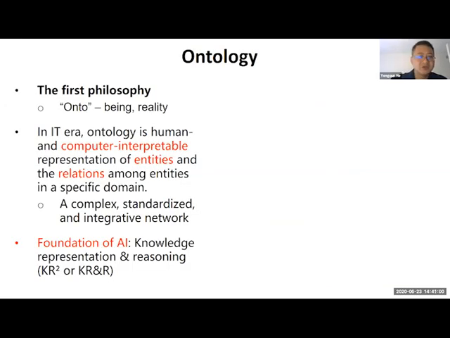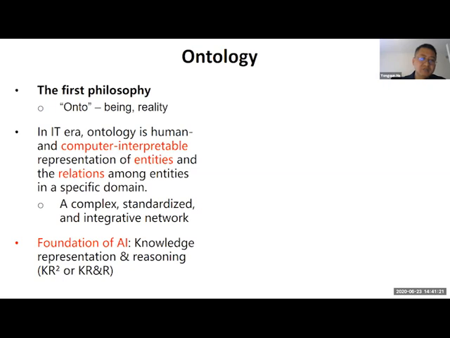So here we come to the ontology. Ontology belongs to an AI scope. In AI, there is a domain called KR and R, or KR square, which is knowledge representation and reasoning. Ontology is a major part, and it plays a more and more important role.